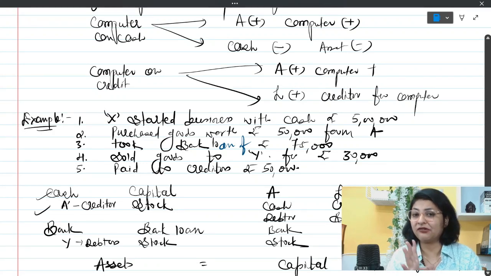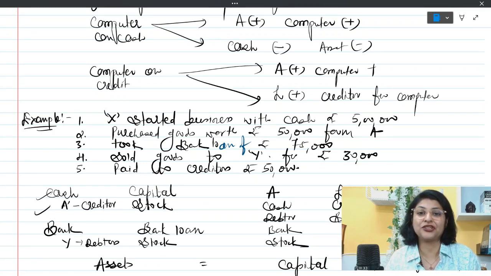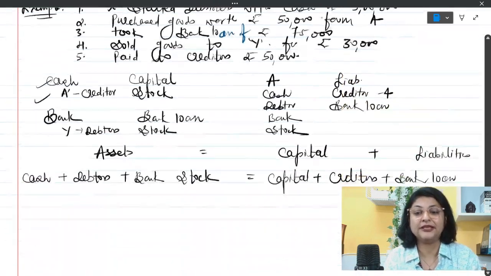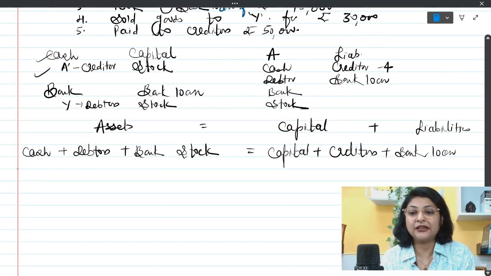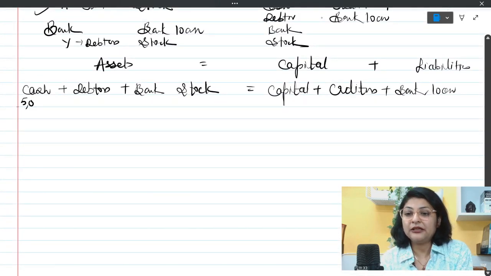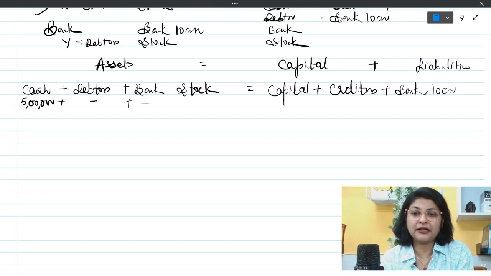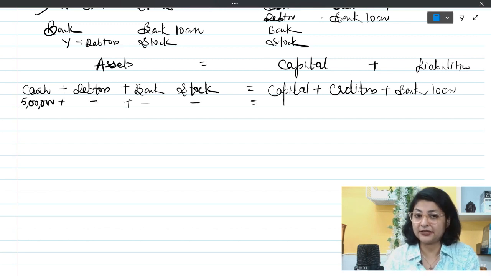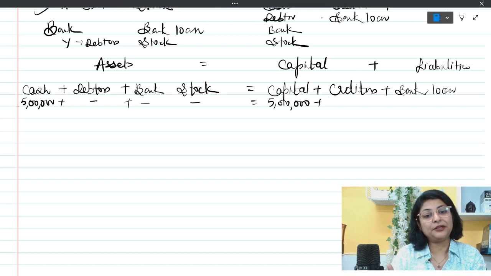Okay, let's read what the first transaction is. The first transaction is saying X started business with cash rupees 5 lakh. So whenever the business is started with cash, what is going to happen? The cash account will be added with 5 lakh rupees, whereas debtor account is nothing, bank account is nothing, and stock at this point is nothing. Who has introduced this cash? Obviously the owner. So the owner's liability or the capital has increased.